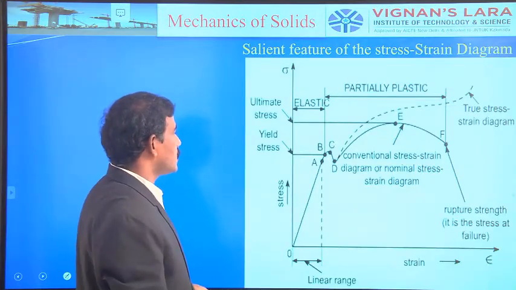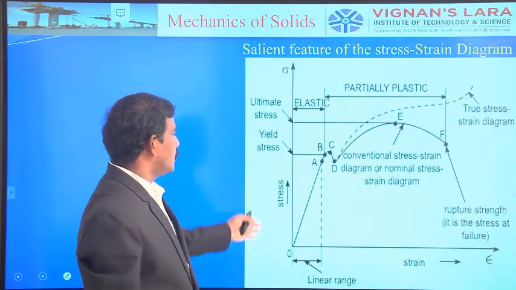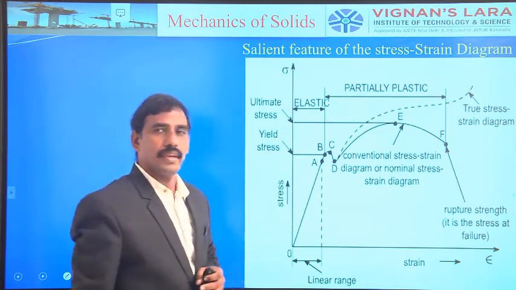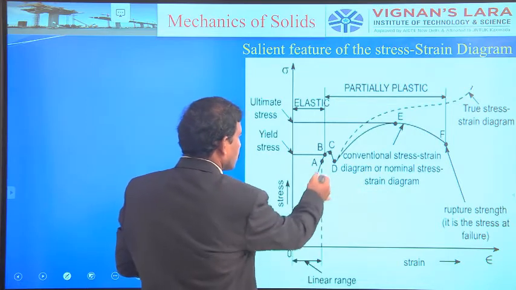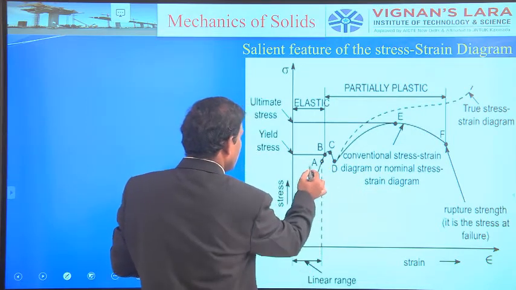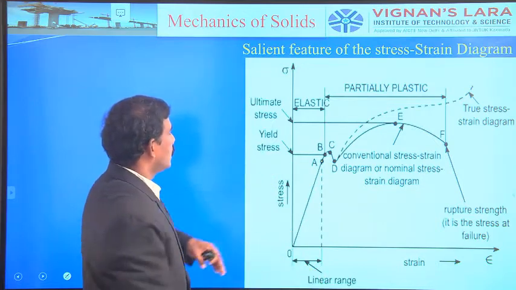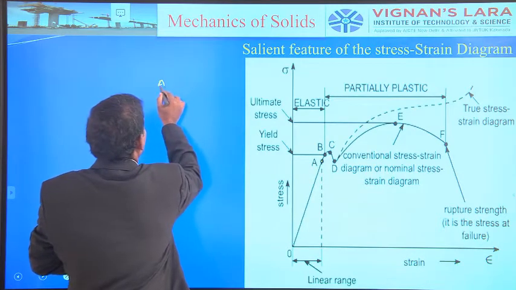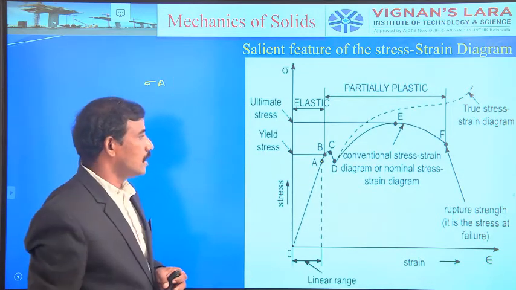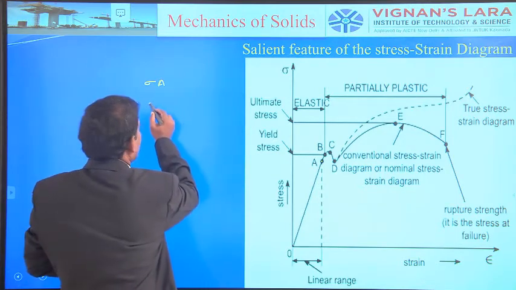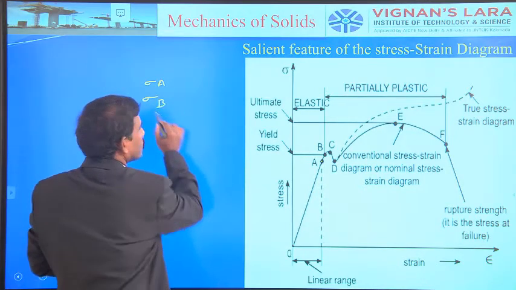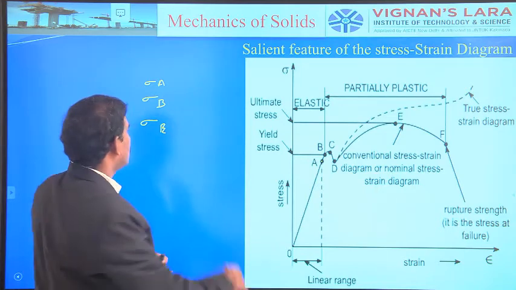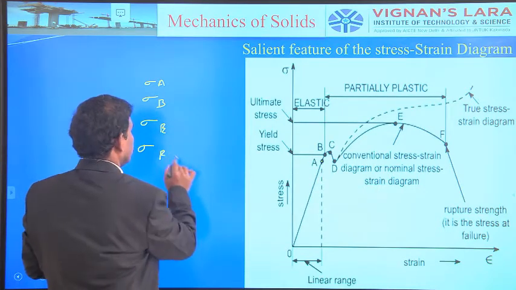For better understanding, let us see once again the plot between strain and stress as shown in the figure. As we know, the first portion up to A is the linear range. We have to calculate the stress at A also. That is one more salient feature. Then calculate the stress at B also, then the stress at E, then the stress at F.